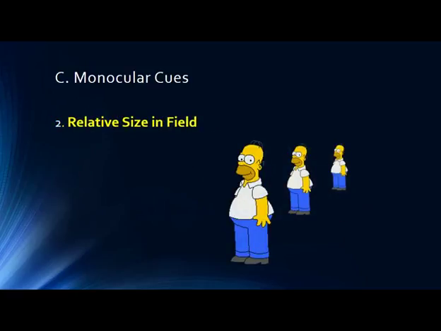Relative size in the field is a very important cue for depth. As things move away from us, they take up less room on our retina. We call it visual angle. And so that's an important cue for depth as well. In this particular case, this Homer looks like he's further away than this one. Obviously, you assume these are all the same height. So it creates this illusion of depth by that relative size. And this is the kind of depth cue we learn very quickly. As things move away from us, they get smaller and smaller. As they come towards us, they get bigger and bigger.